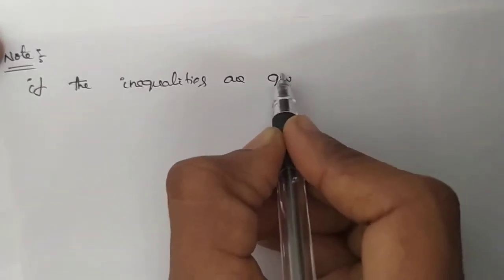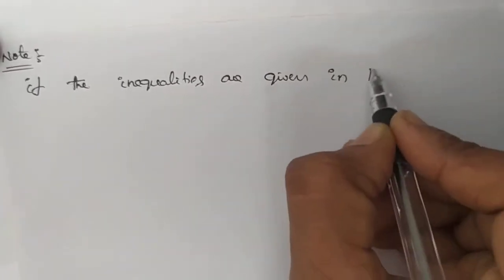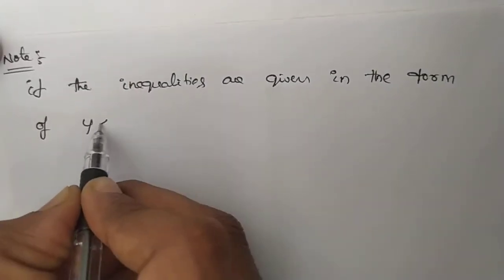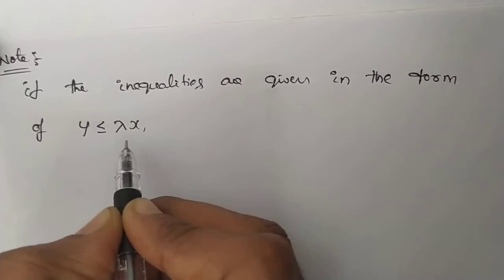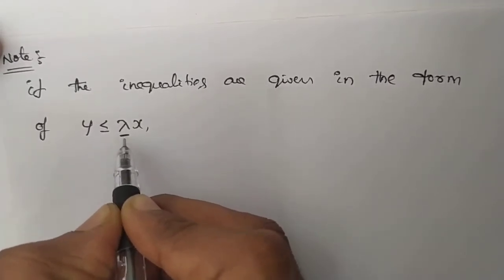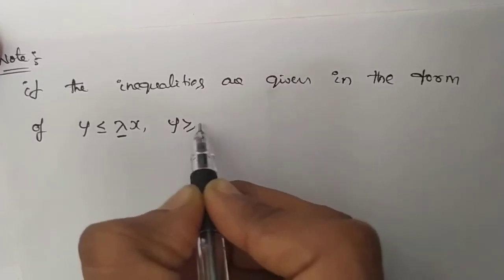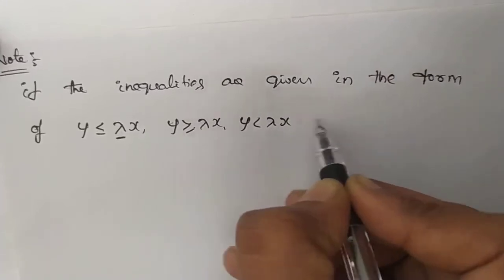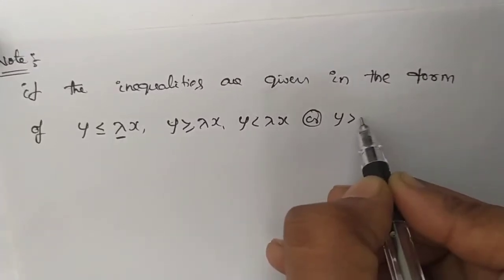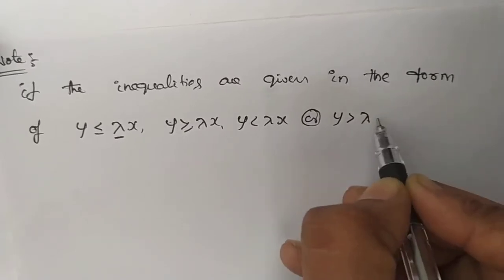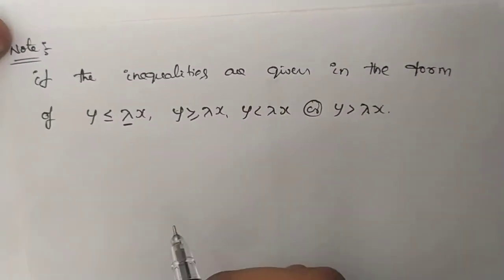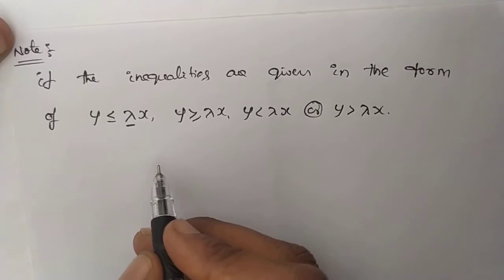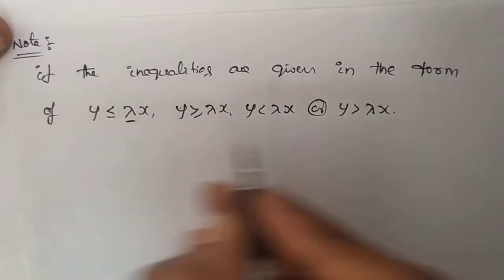If the inequalities are given in the form of y less than or equal to lambda x, where lambda is a non-zero, non-negative real number, y greater than or equal to lambda x, y less than lambda x, or y greater than lambda x. If the inequality is given like this, then how to draw a graph? Let me explain.